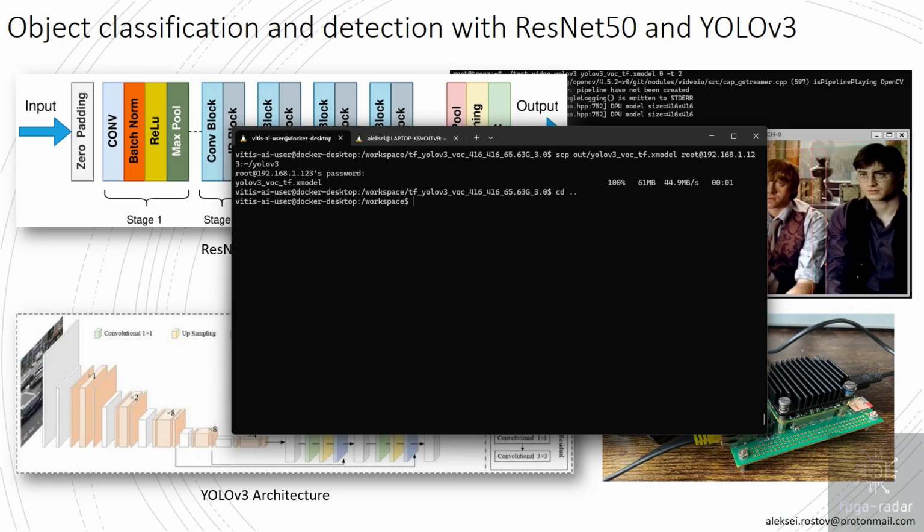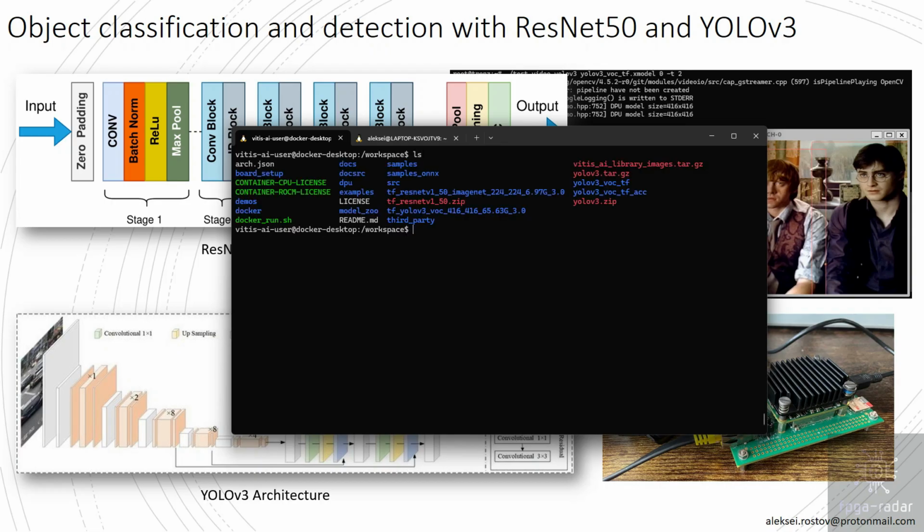Okay, what else do I need? I also need another file that can be found in the compiled YOLOv3 model. In this case I have to go to YOLOv3. So yeah, here we are, and here's the file. What I will need is the prototxt. So this file also should be copied to the target.